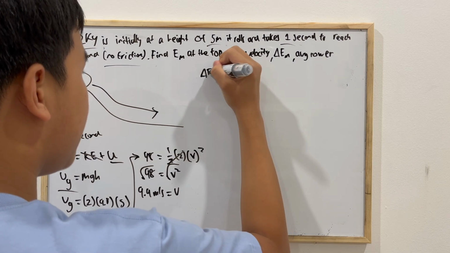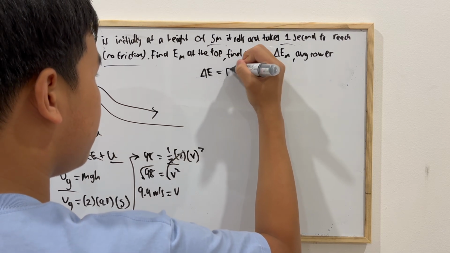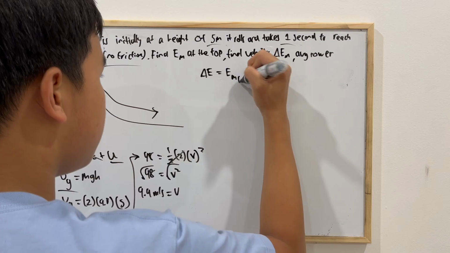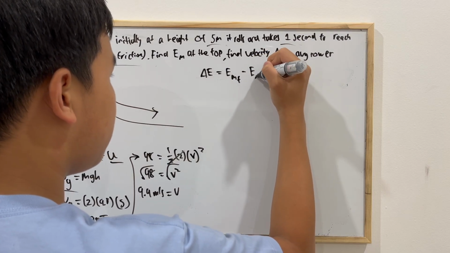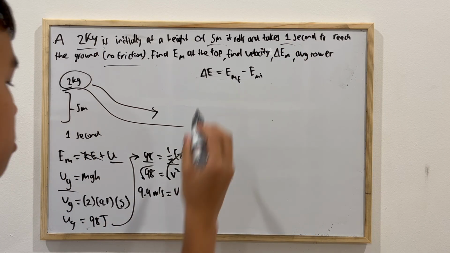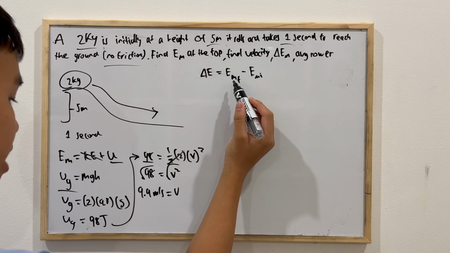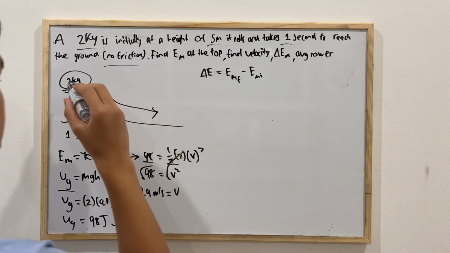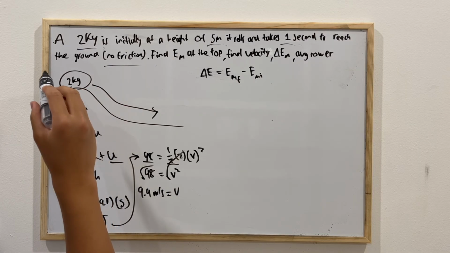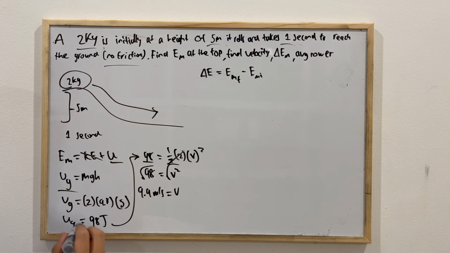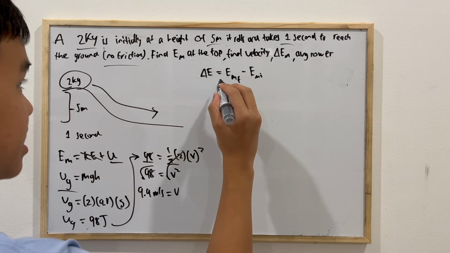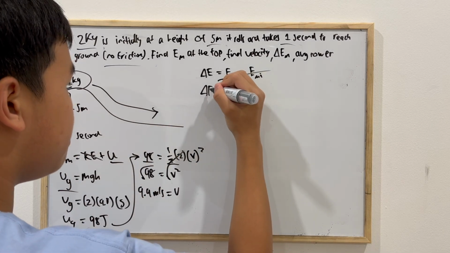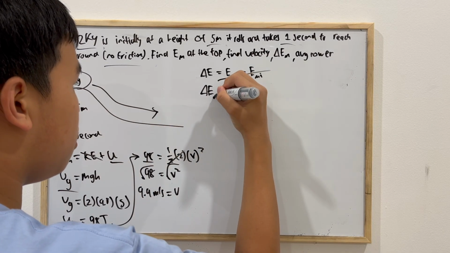Find the change in mechanical energy. It's this equation, obviously: mechanical energy final minus mechanical energy initial. Since our final mechanical energy is purely kinetic, 98, and our initial mechanical energy, which is purely potential, is also 98, these are just going to cancel out and we're going to get a change in mechanical energy value of 0.